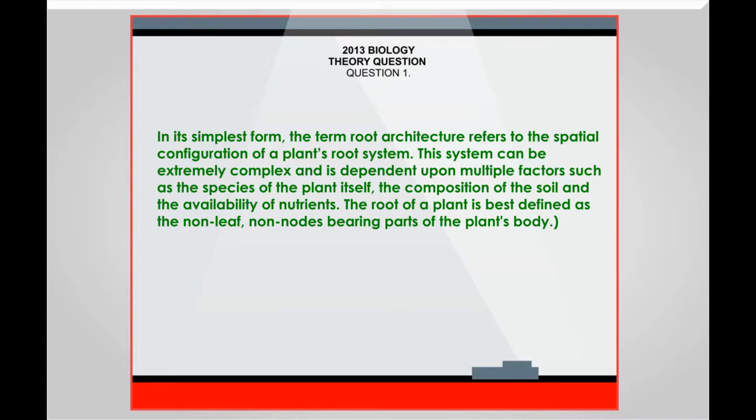Answers to question 1A I in its simplest form. The term root architecture refers to the spatial configuration of a plant's root system. This system can be extremely complex and is dependent upon multiple factors such as the species of the plant itself, the composition of the soil, and the availability of nutrients. The roots of a plant is best defined as the non-leaf, non-node-bearing part of the plant's body.